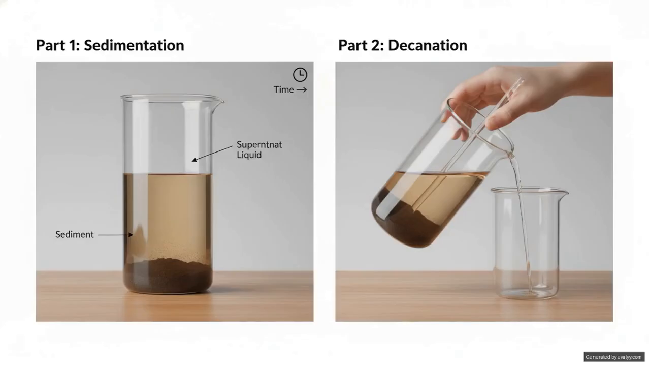For solid-liquid mixtures, we use methods like sedimentation and decantation. Sedimentation is when heavier solid particles settle at the bottom of a liquid, forming a sediment, and the clear liquid above is called the supernatant. Decantation is gently pouring off the supernatant liquid, without disturbing the sediment. Activity 3.5 demonstrates this by separating sand from water, where the sand settles as sediment.